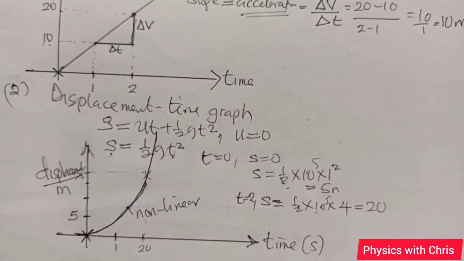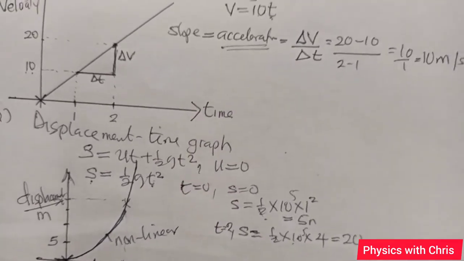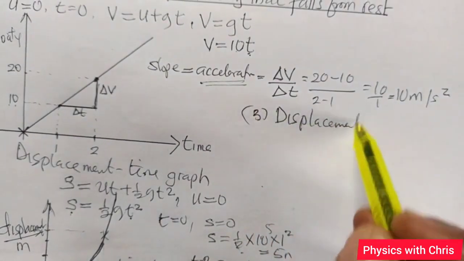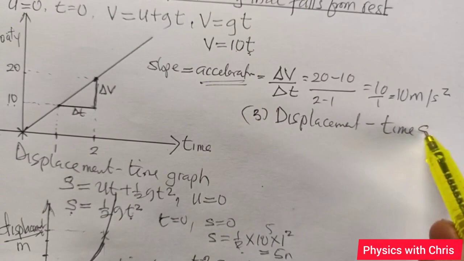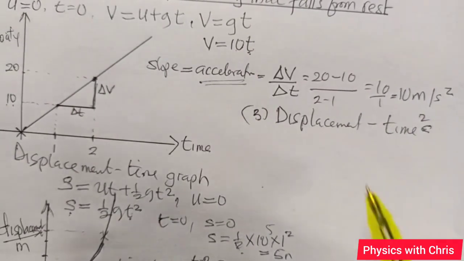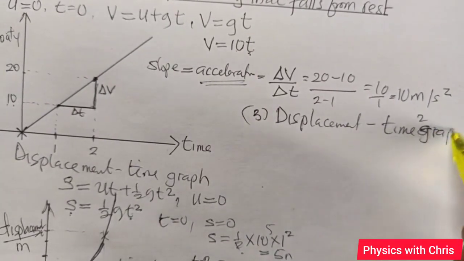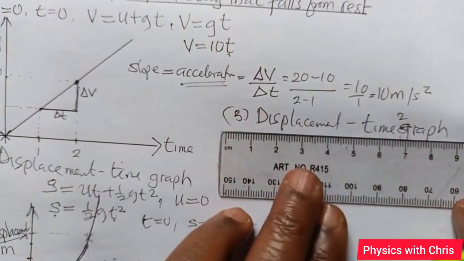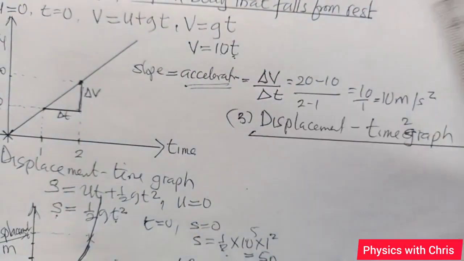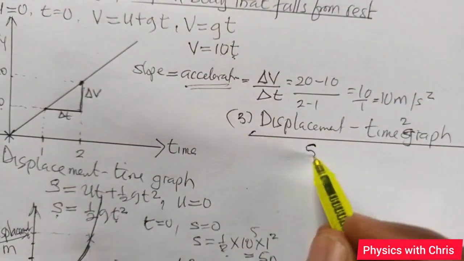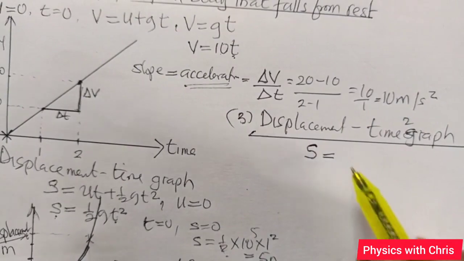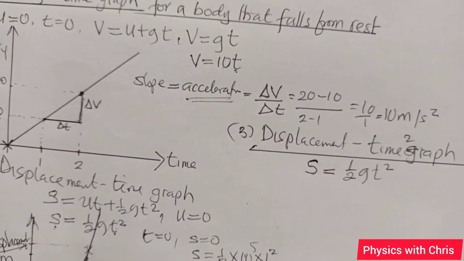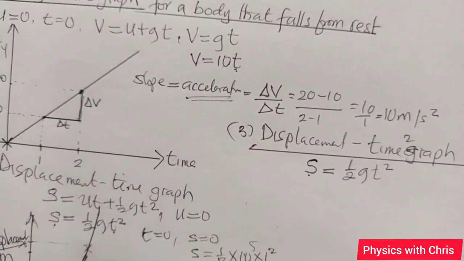Now, quickly, let's look at the graph of displacement against time squared. Number 3, how will it look? Displacement against t squared graph. Let's quickly draw it. For this graph, the equation is still displacement equals, since the body falls from rest, half g t squared. I'm plotting directly the equation of displacement, or distance s, against time squared.